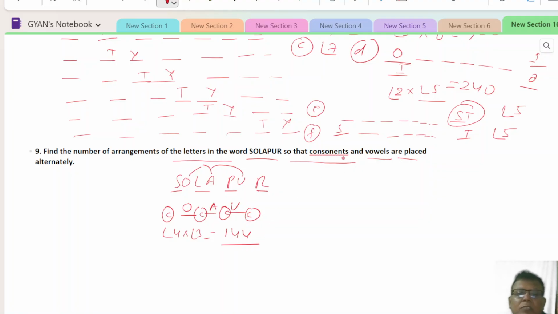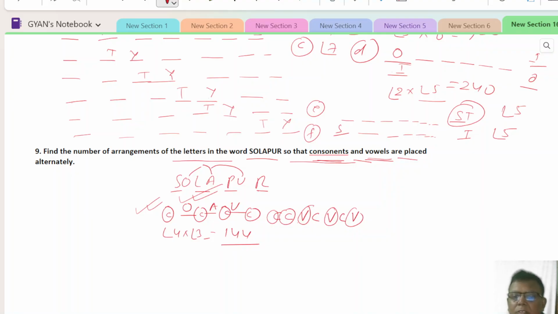So vowels and consonants are placed alternately. So this is a vowel or consonant. If only vowels were there, then it can be like this also: consonant, consonant, vowel, consonant, vowel, consonant, vowel. This also can be written, no? So alternately, both consonant and vowel. Then this way, factorial 4 into factorial 3.